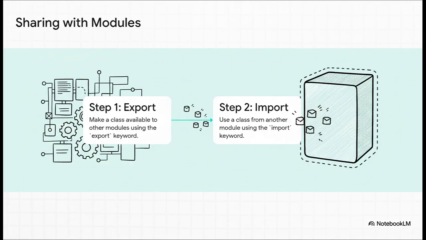So what about sharing all these amazing blueprints across a big project? That's where modules come in, and it's dead simple. You use the export keyword to make your class available to the outside world. Then, in any other file that needs it, you just use import to pull it in. That's it. It's how we keep our code organized and not just one giant file.